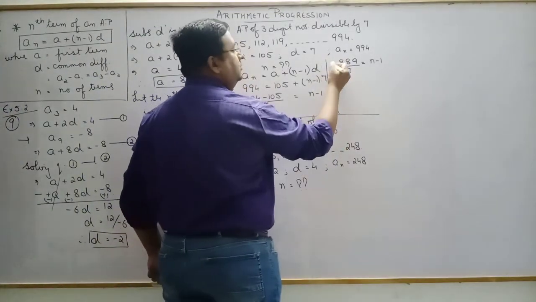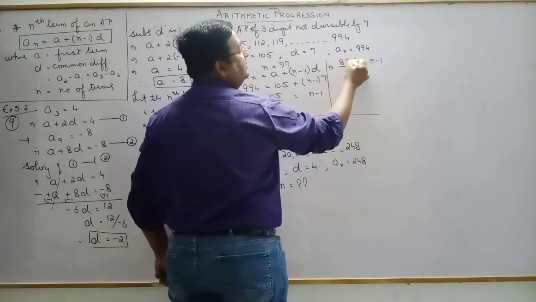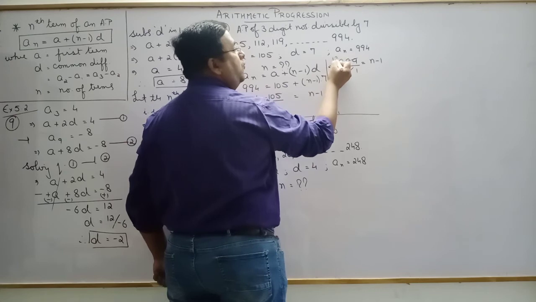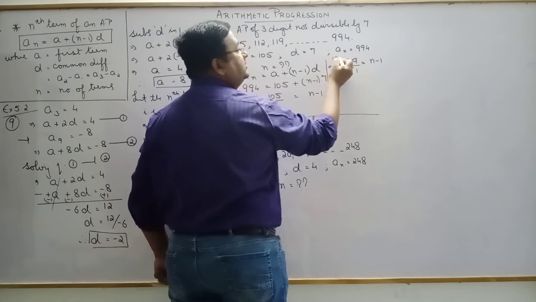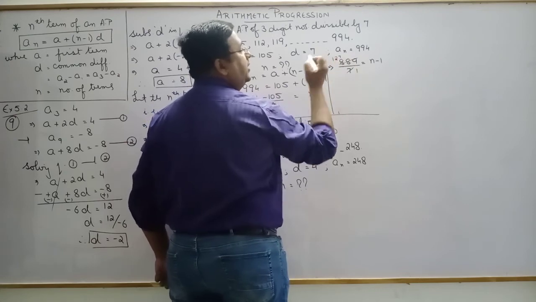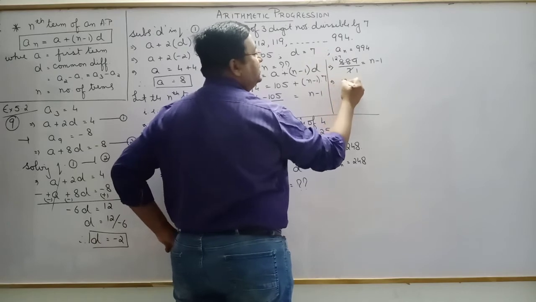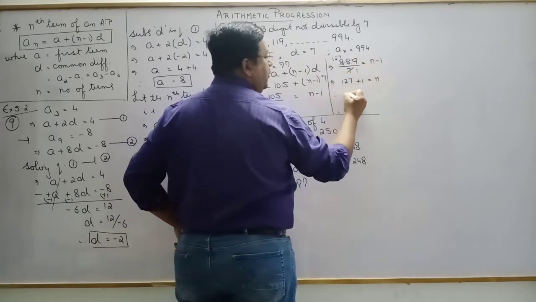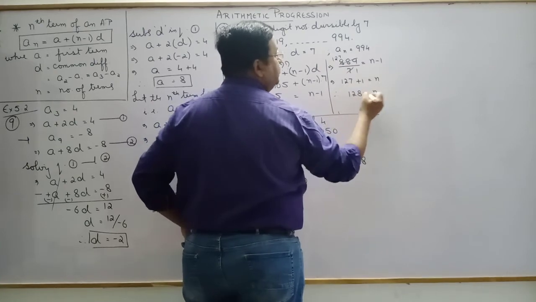No doubts. 7 ones are 7, 7 twos are 14, carry 1, 7 fours are 28 plus 1, 29, carry 2, 7 sevens are 49. So 127 minus 1 comes over here, plus 1 is equal to n. So therefore 128 is equal to n.